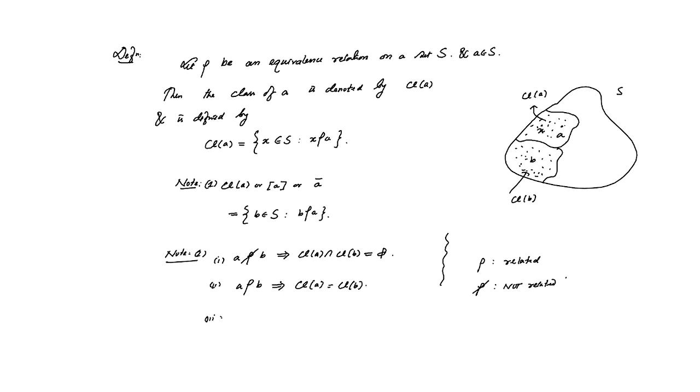And the third note is, if B belongs to class of A, that implies B is related to A. Okay? And this is if and only if.